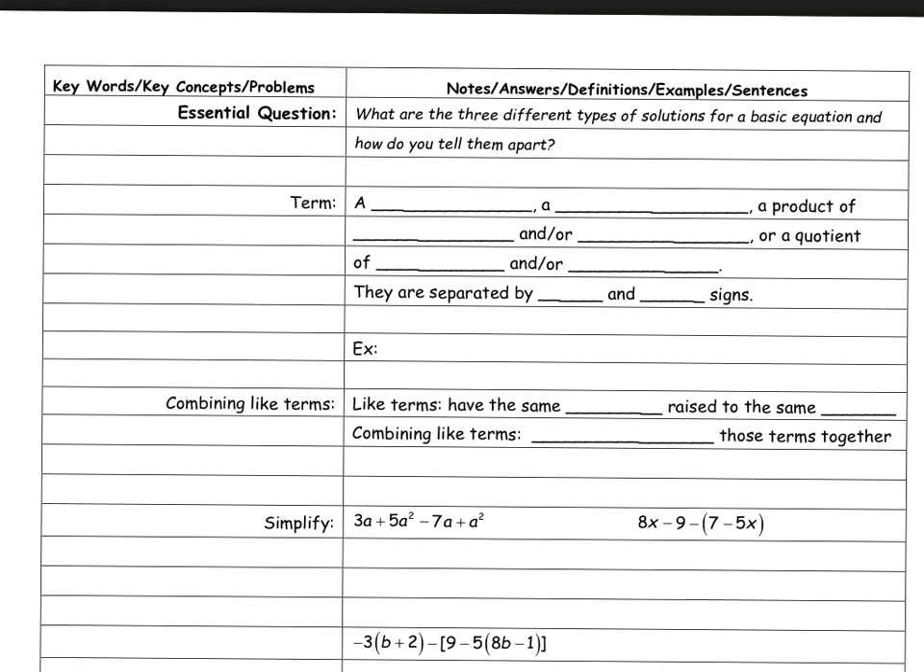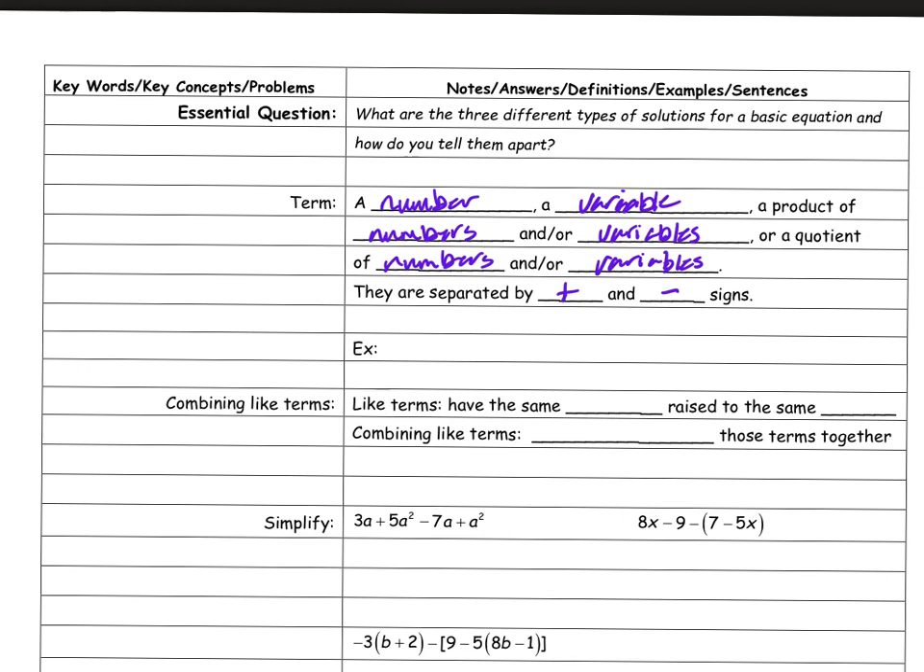Our first one is the word term, and that is a number, a variable, a product of numbers and/or variables, or a quotient of numbers and/or variables. They are separated by plus and minus signs.